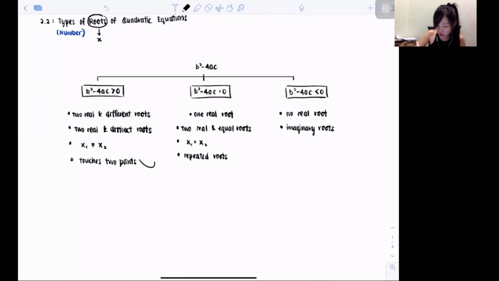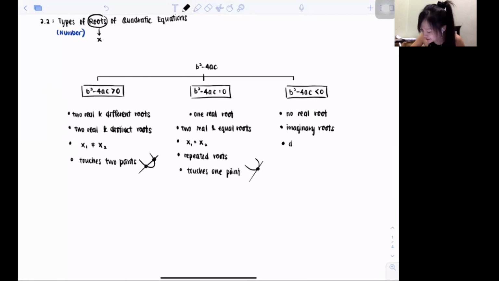So touches 2 points normally is a straight line and a curve. So the straight line and the curve will touch 2 points. So when you touch 2 points, eventually that means you have two solutions. You have two solutions, isn't it still under two different roots? That's why under b squared minus 4ac more than 0. Then for the middle one, they will tell you touches 1 point. If I draw it out for you, the curve and the straight line will only touch 1 point like that. Can you see that? So touches 1 point, only one answer. That's why under equal.